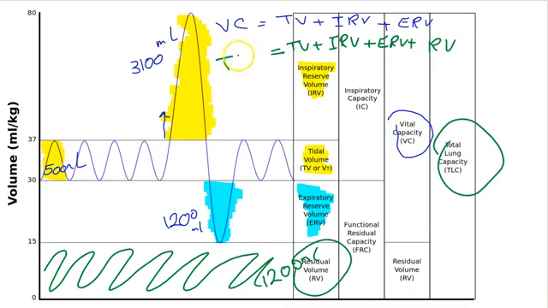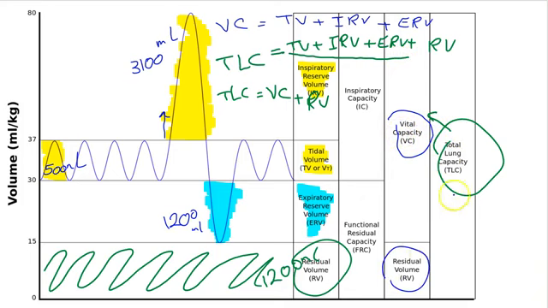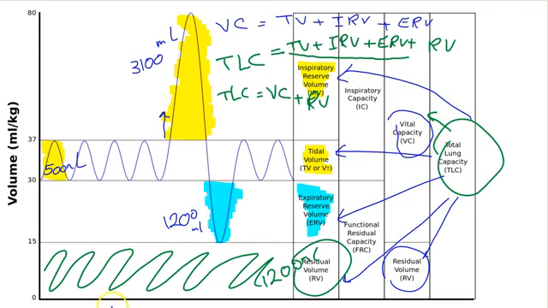lung capacity. Or you can say the total lung capacity equals the vital capacity plus RV, because the vital capacity would be TV plus IRV plus ERV, or you can see it here. Total lung capacity equals vital capacity plus residual volume, or total lung capacity equals the sum of IRV, TV, ERV, and RV. Okay, two more.